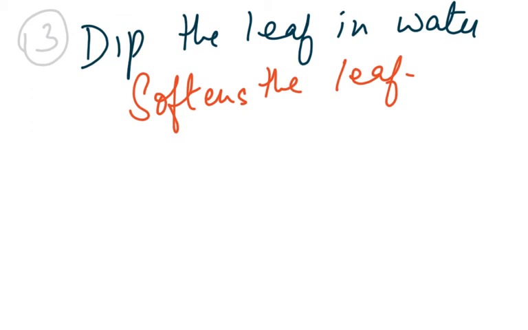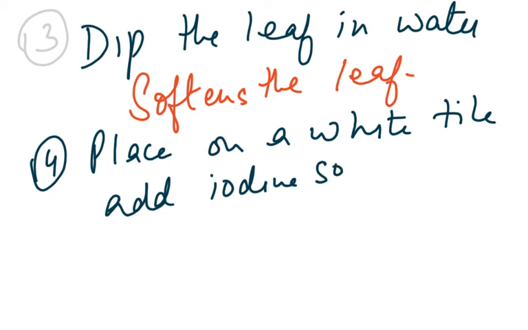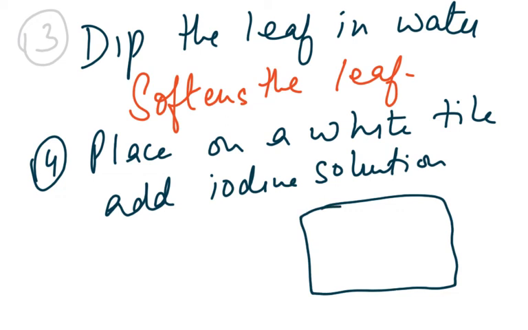And number four, then you place it on a white tile, and you add the iodine solution to it. Now when you place this on a white tile, the leaf is all just white in color, and if it turns blue black, that means starch is present.